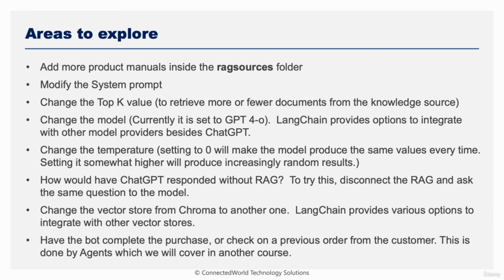Now let's take a step back and think about how ChatGPT would have responded without RAG. To try this, disconnect the RAG and ask the same question to the model, and you will see how it responds. You can also check how it would respond if you change from the Chroma vector store to another one. And LangChain provides various options to integrate with other popular vector store vendors as well. And finally, you can have the bot complete the purchase or check on a previous order from the customer. This is done by what we call an agent workflow, which we will cover in another course.